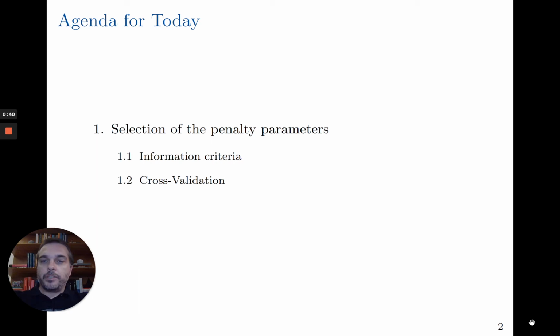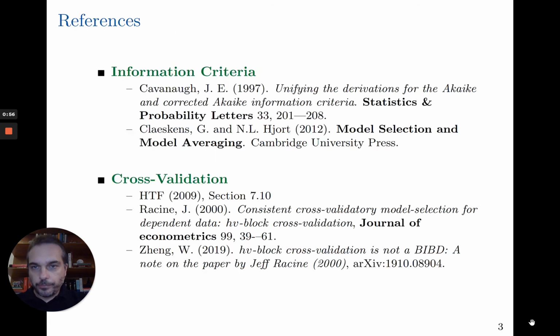The agenda for this third part: we are going to start with how to select the penalty term by using information criteria, and then we are going to discuss how we select the penalty parameter using cross-validation.